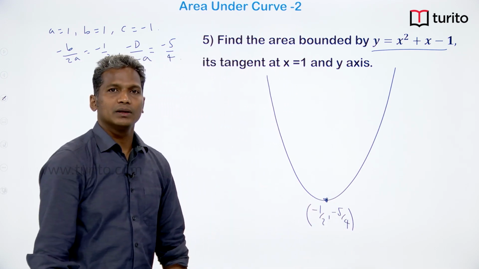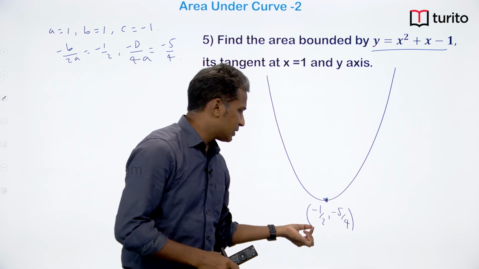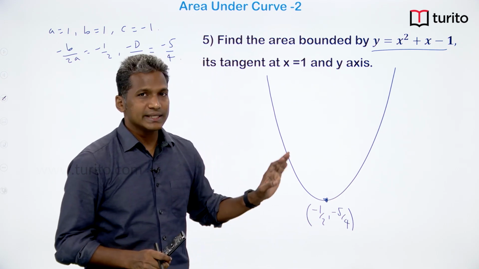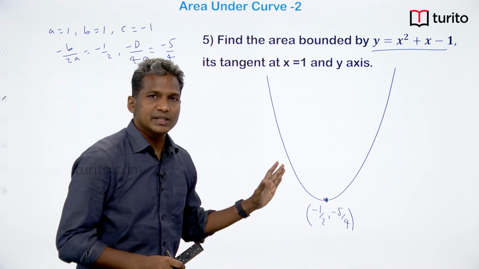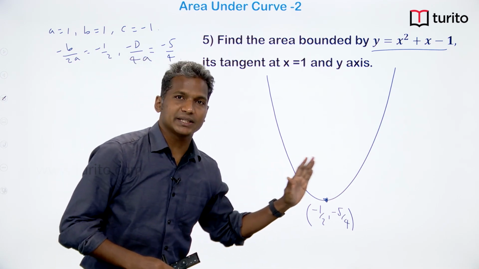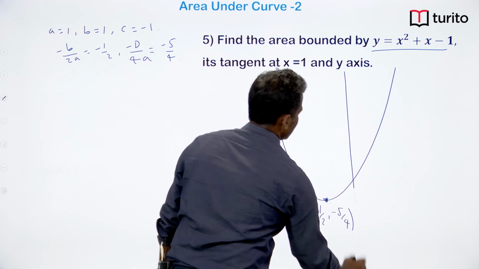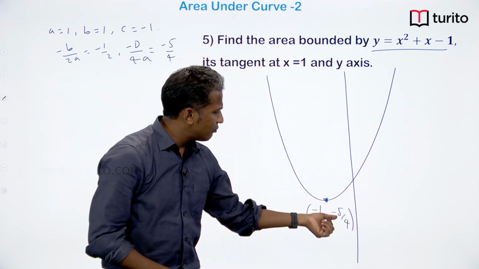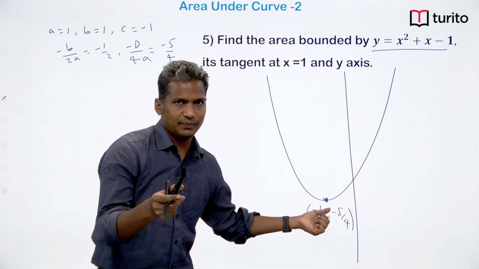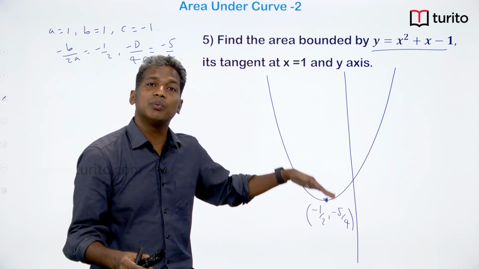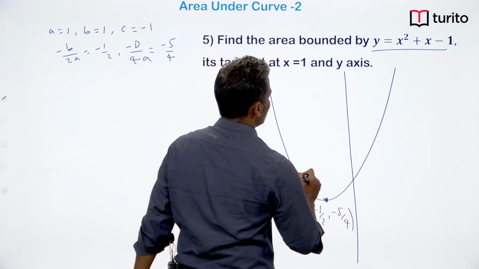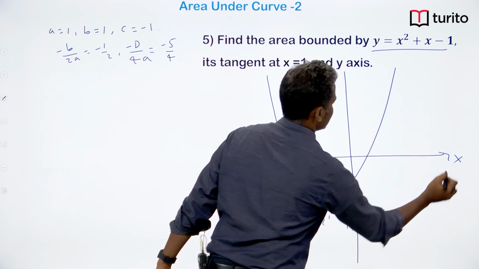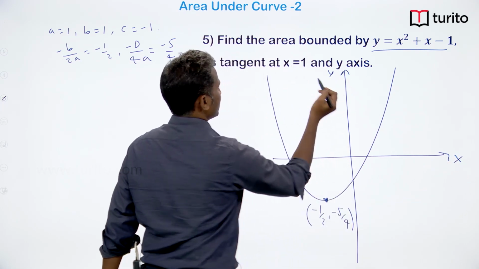Okay. Now look at the coordinates. X coordinate is negative. So that means y axis must be in the right side. So this is my y axis. Now look at the y coordinate. Y coordinate is also negative. So x axis must be above the point. So this is my x axis. This is my y axis.